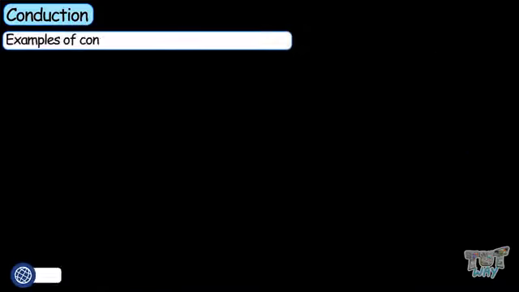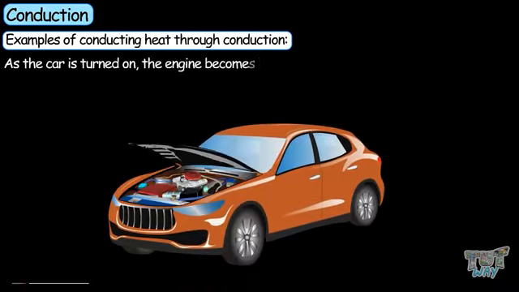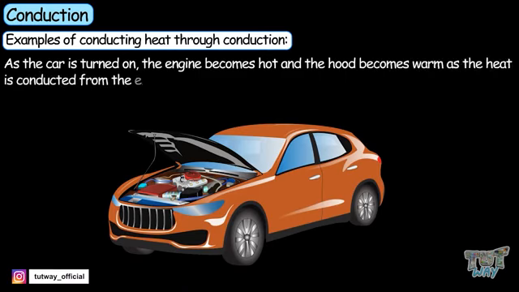Now let's have a look at some examples of heat transfer through conduction. When a car is turned on, the engine becomes hot, and the hood becomes warm because the heat is conducted from the engine to the hood.